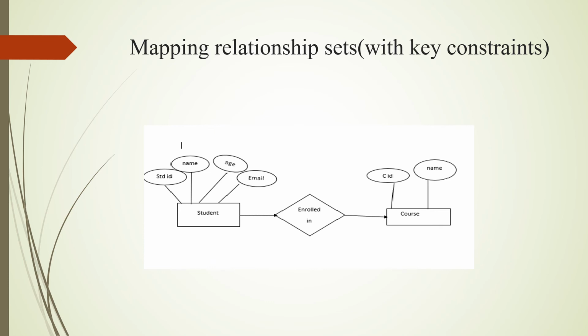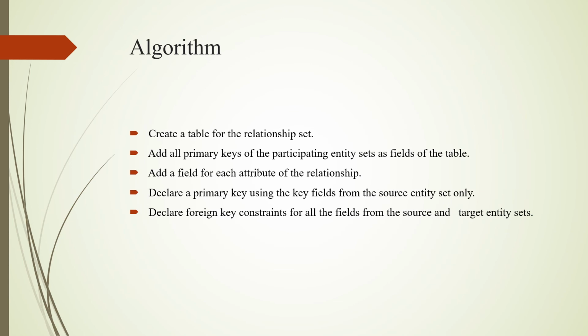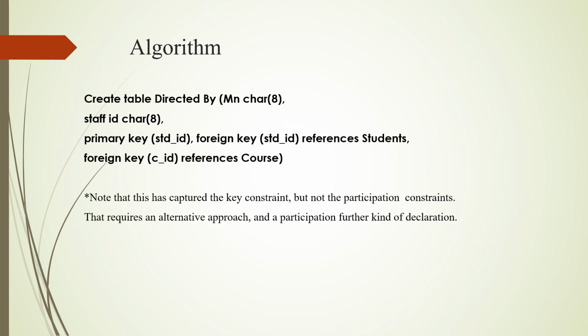Then the algorithm. Create a table for the relationship set. Add all primary keys of the participating entity sets as fields of the table. Add a field for each attribute of the relationship. Declare a primary key using the key fields from the source entity set only. Declare foreign key constraints for all the fields from the source and the target entity sets. This is the SQL code.